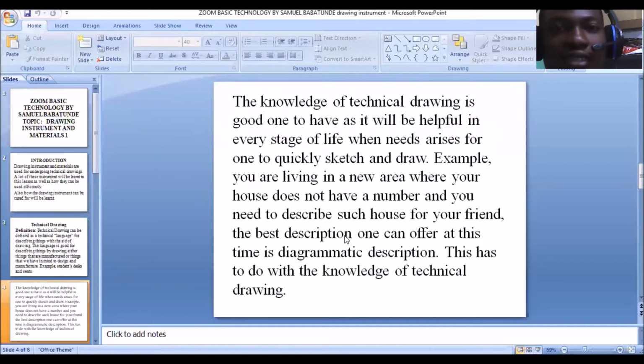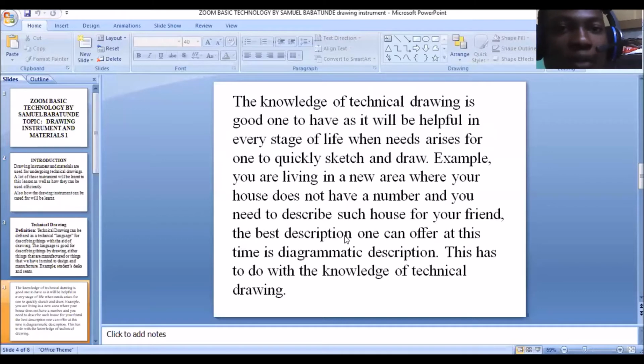Take for instance, maybe you are living in a particular area. This area has a street and everything, but you don't have an address or a number for your house. Now your friend is coming to locate you. How well can you describe this? You can only do that well with the use of a diagrammatic expression, that is, by drawing.